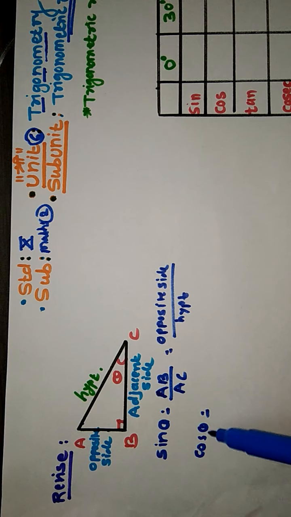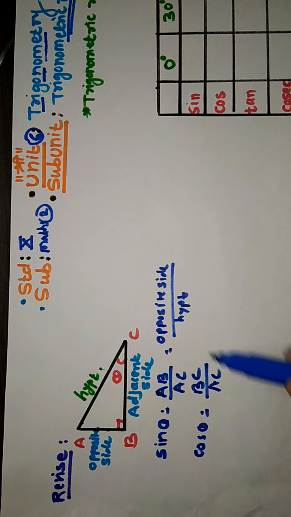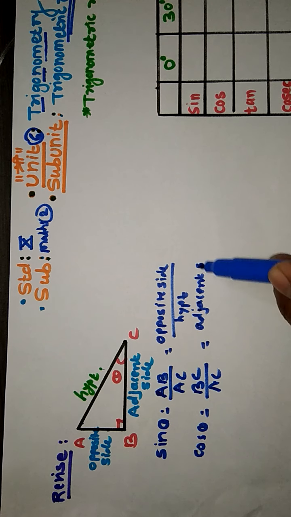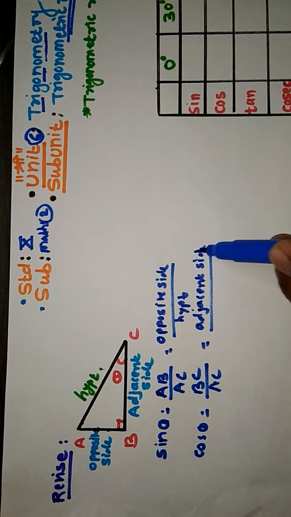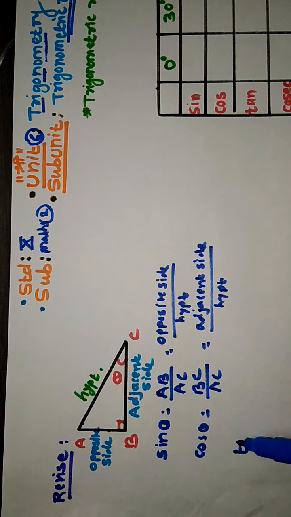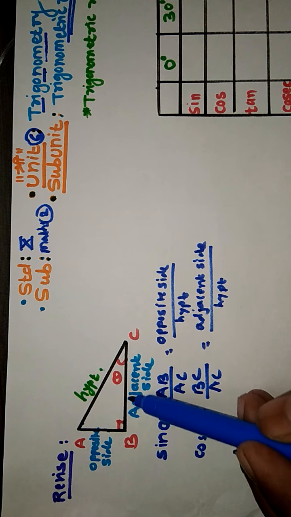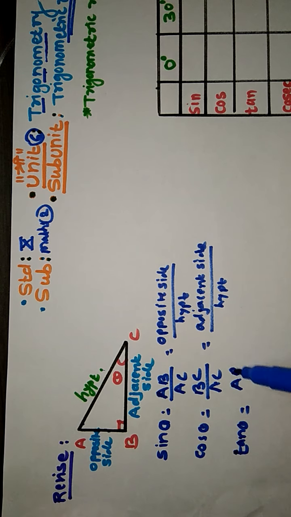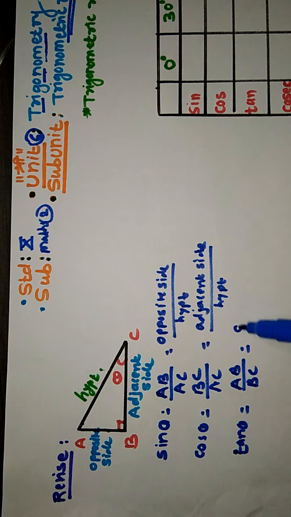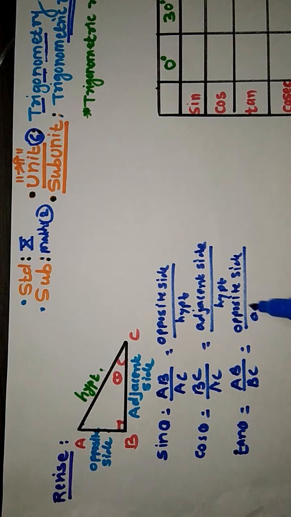The second trigonometric ratio is cos theta. It is the adjacent side to the hypotenuse, means BC upon AC. In words it is written as adjacent side upon hypotenuse. Third one, tan theta. Tan theta is the ratio of the opposite side to the adjacent side, means AB upon BC, opposite side upon adjacent side.